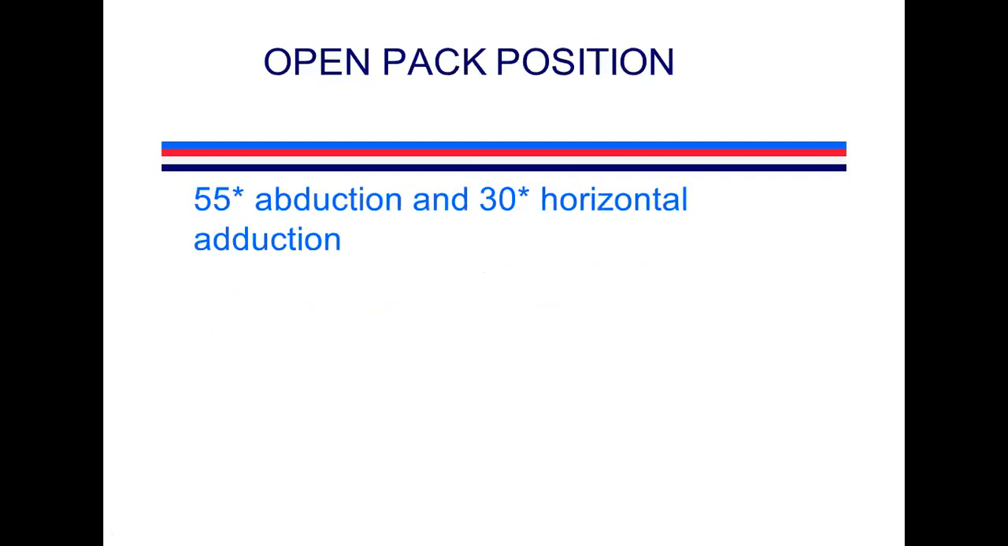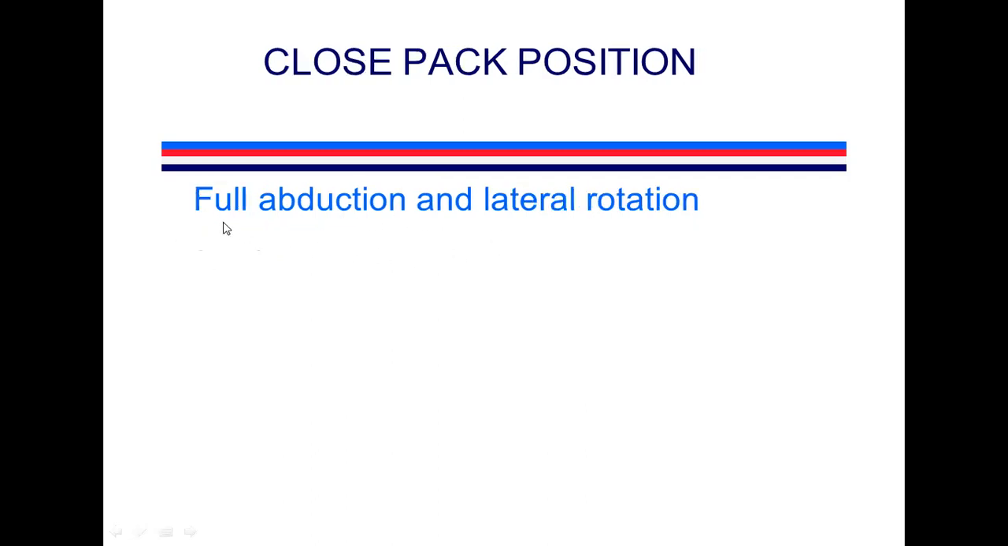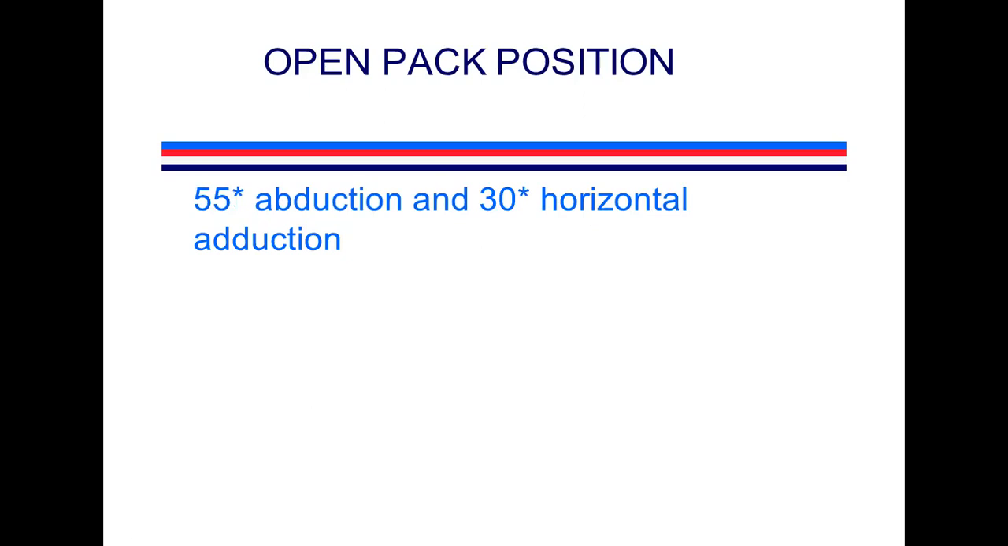Open pack position. You must know about the open pack and closed pack position of shoulder joint. Open pack position of shoulder is 55 degree of abduction and 30 degree of horizontal adduction. And the closed pack position of shoulder joint is full abduction and lateral rotation. Why do we need to know about the open pack position and closed pack position of the shoulder joint? The major reason is that all the joint mobilizations are performed in open pack position. So that's why you must know about these positions.